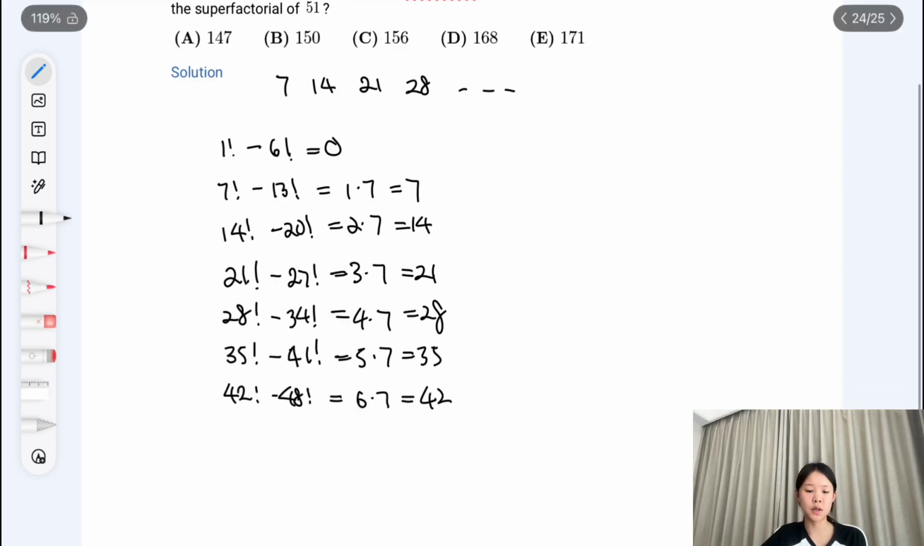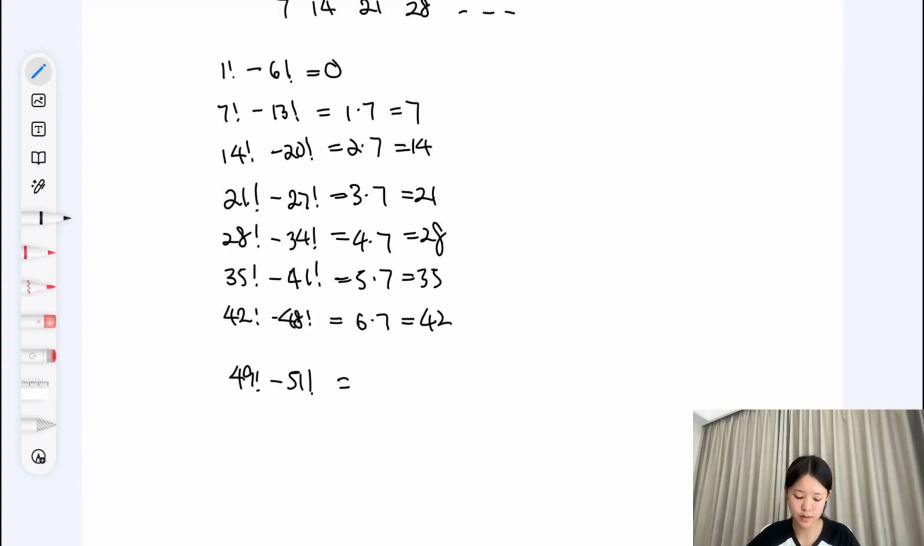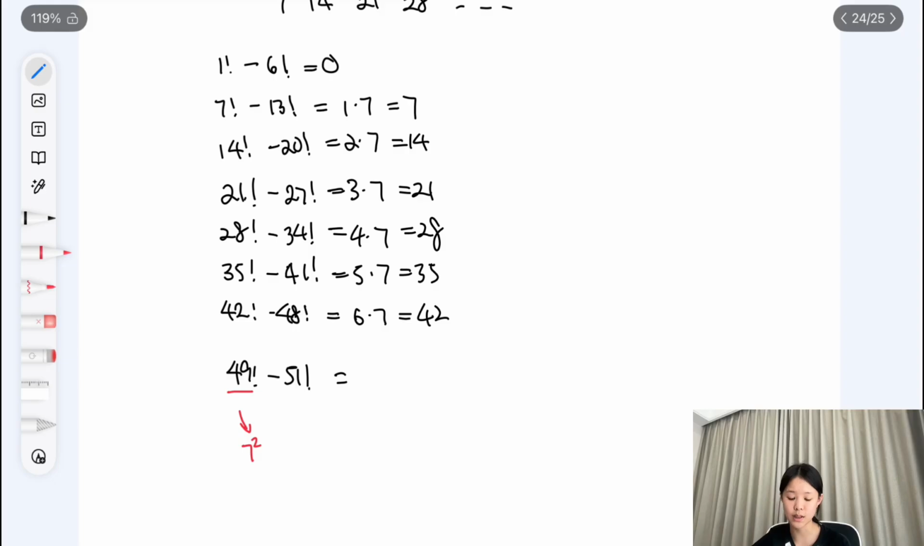So now here's the tricky part. 49 factorial to 51 factorial. Now why is this tricky, right? The reason for this is because 49 actually has 7 squared. It's equal to 7 squared. So that means it brings not 1 factor, but 2 factors of 7 back.